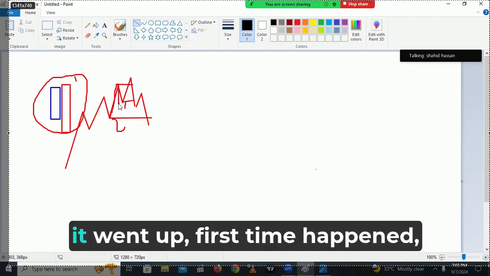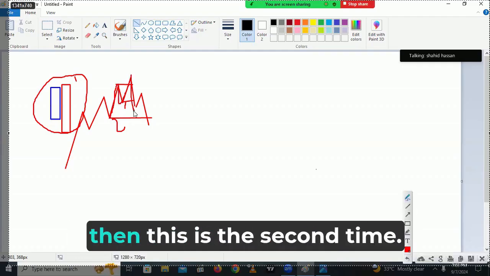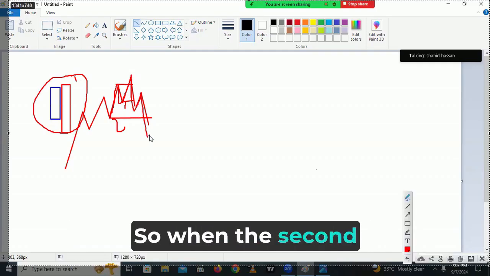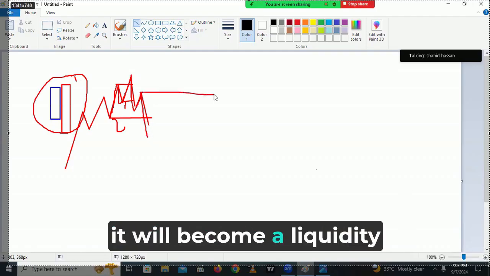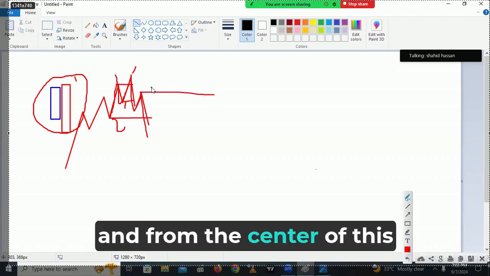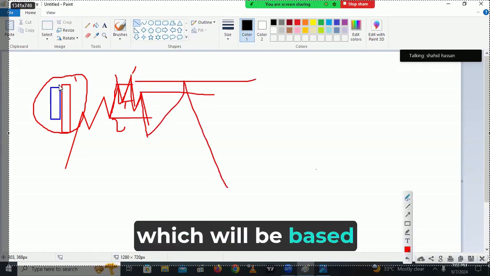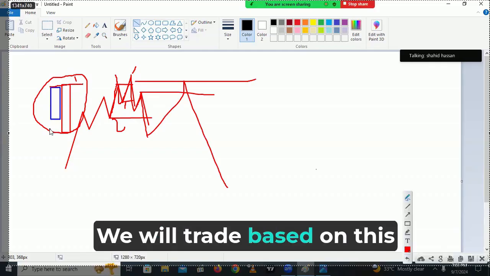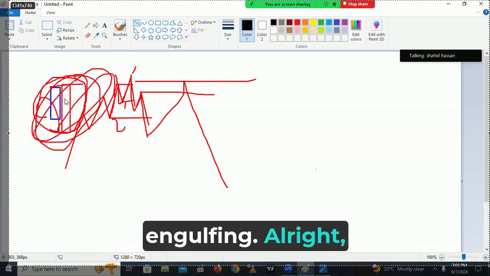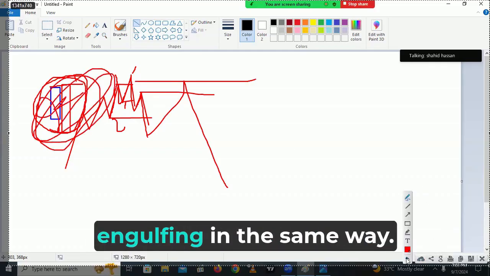If you see here, it went up, first time happened, then this is the second time. So when the second time is formed, it will become a liquidity pool for us. And from the center of this zone and this zone, we will find it selling, which will be based on this engulfing. We will trade based on this engulfing. All right, let's discuss the next part of engulfing in the same way.